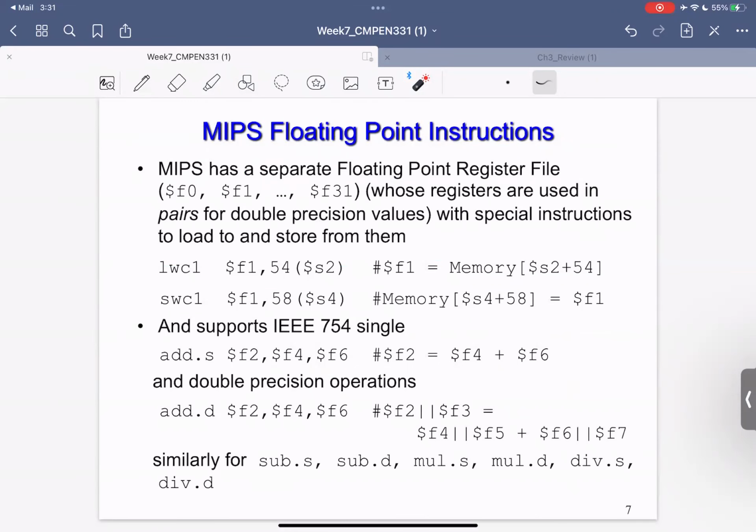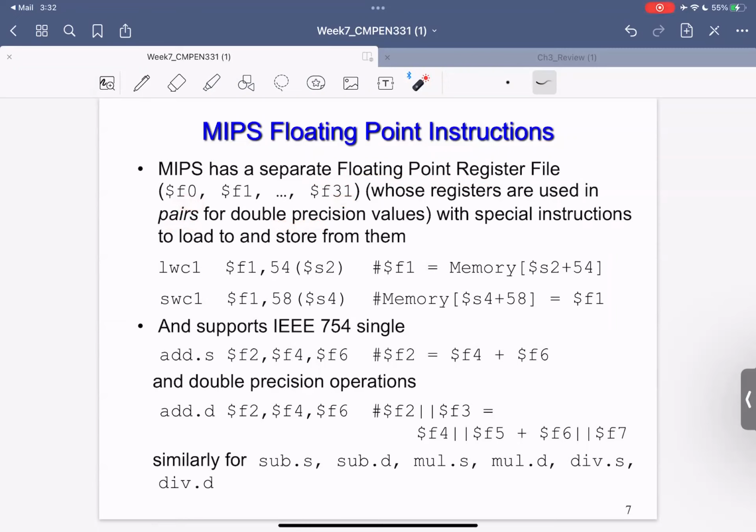So let's see how we can actually do floating point instructions in the MIPS format. One important thing to highlight is that in MIPS, we have a separate floating point register file. So we have from F0 all the way to F30 first. These registers can be used in pairs for double precision values, as we will explain shortly.